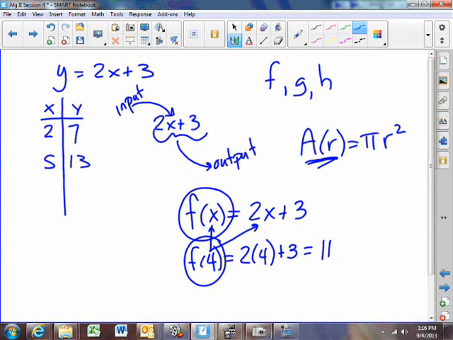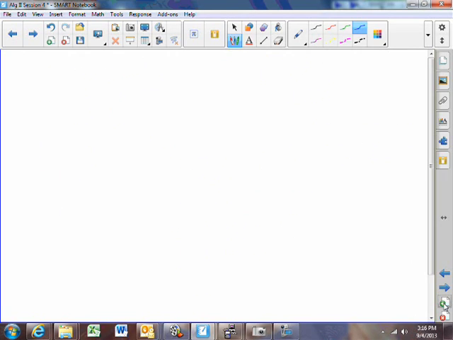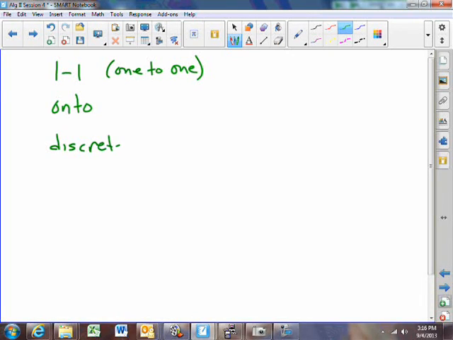Now, we ask ourselves also about a couple of other things with functions. Is a function one-to-one? Is it onto? Is it discrete or continuous? So let's take these one at a time.